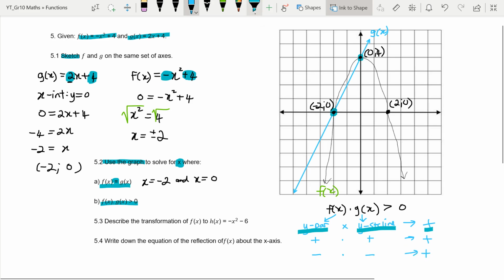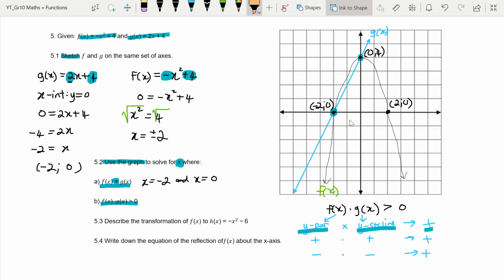So we need to go to the graph and we need to highlight. Let me just choose a nice color. So we're going to highlight on the graph where both graphs' y values are positive, and then we're also going to highlight where both graphs' y values are negative.